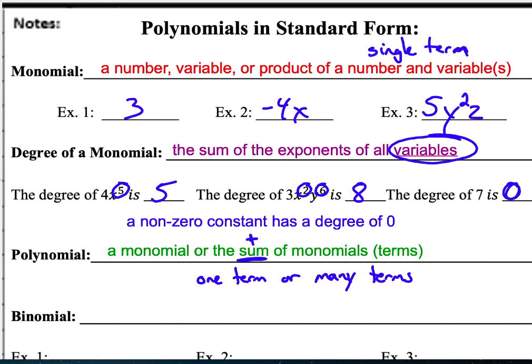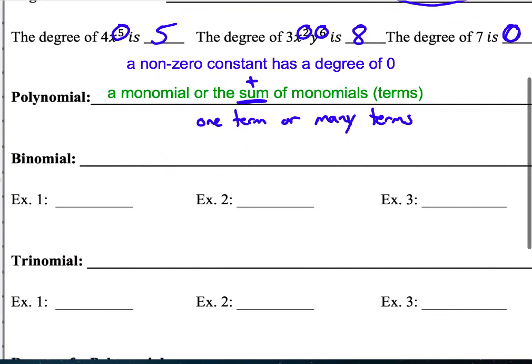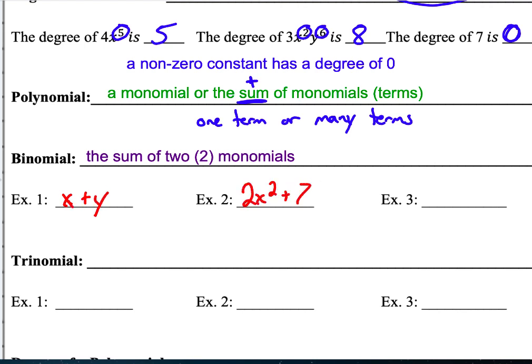Now we have some certain types of polynomials. One is a binomial, bi meaning 2, so it's the sum of 2 monomials. So that could look like a variety of different things. We could have something as simple as x plus y, 2 separate terms. We could have 2x squared plus 7, or we could even have something like 3xy plus x squared y. So 2 separate terms that aren't like terms. We couldn't combine them together.